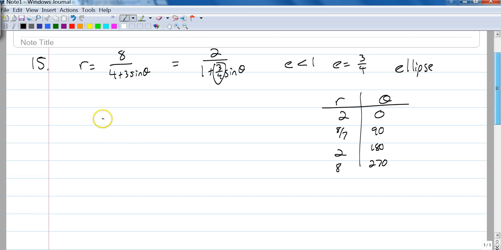So if I'm graphing this, I have 1 there, 1, 2, 3, 4, 5, 6, 7, 8. I have a point here. I have a point at 8/7, which is a little bit higher there. I have a focus.